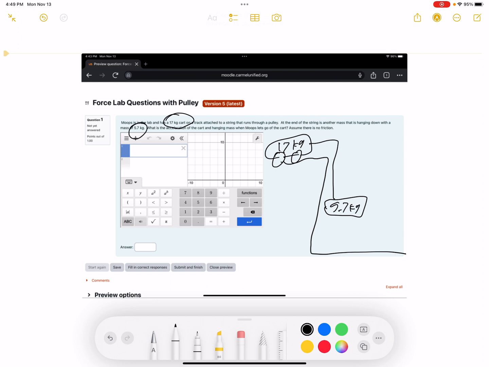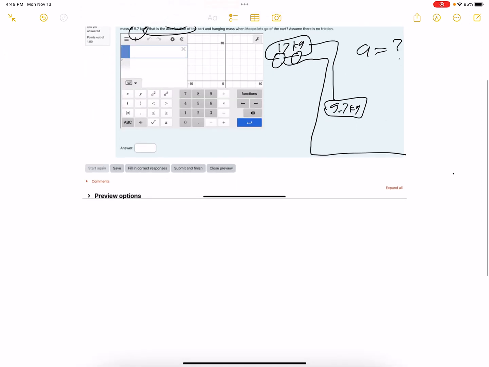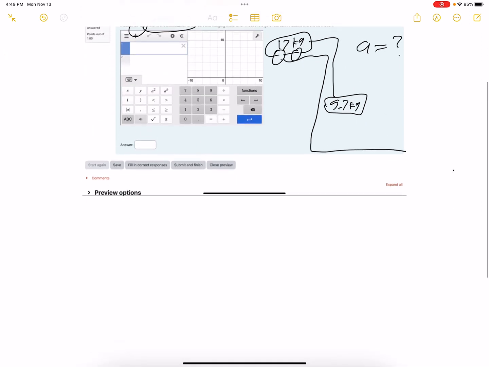So that's the mass of the weight. And we're trying to find what is the acceleration. So we're trying to find A. So to solve this, we're going to use F equals ma. And we need to know what force is being applied. The force that's being applied is gravity pulling this down. That is what's pulling this whole thing.